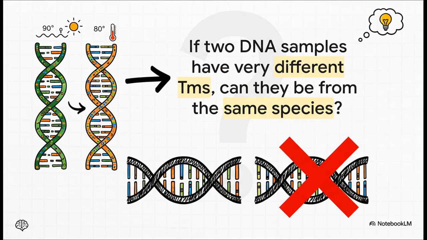Okay, so let's apply that. Say you're in the lab and you find 2 DNA samples. One melts at 80 degrees, the other at 90. Could they be from the same organism? The answer is a hard no. No way. That huge difference in melting temp means they must have a really different GC content, and that means they have fundamentally different genetic blueprints.